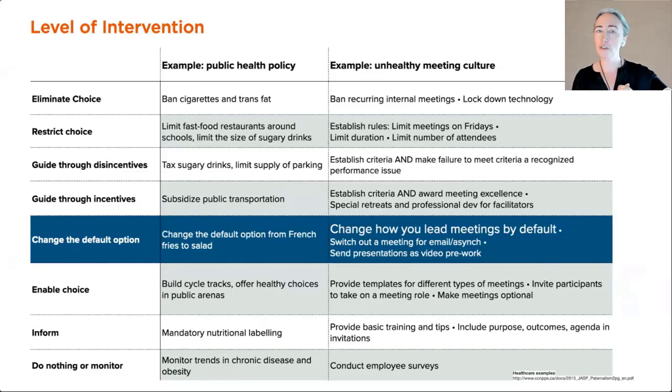And they looked at all of the different things they could do. They could ban cigarettes. They can create new laws. They can create taxes, all the way down to something simple like, do a survey to see how folks are doing and send out nutrition labels. The thing that makes the biggest positive difference in habits is to change the default option. So in the world of public health, it's changing the default from French fries to salad.